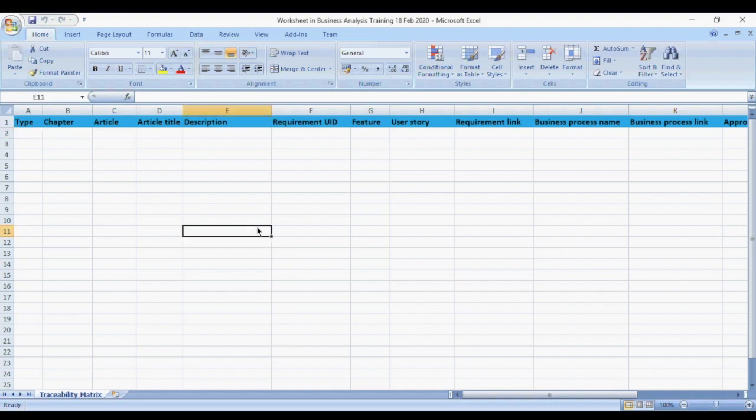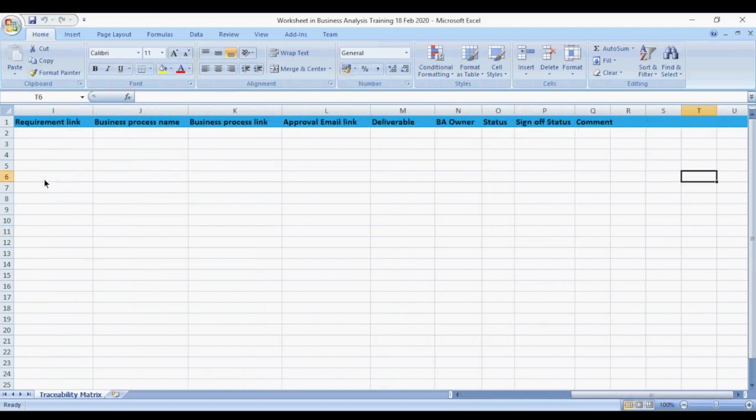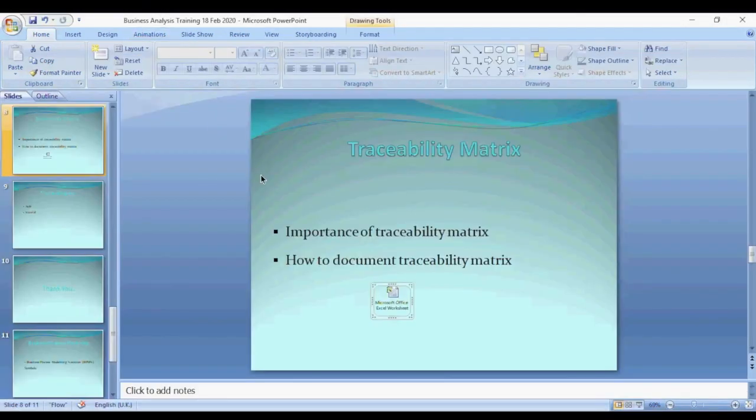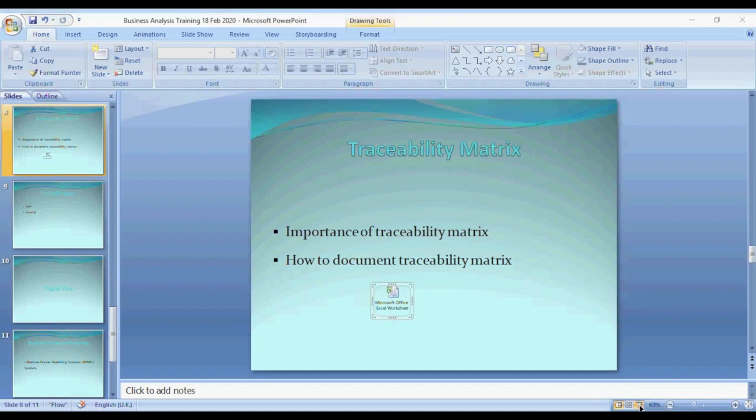So the traceability matrix varies, but that is just to give you an idea of what it could be. You could have high level, you could have detail level requirements. It could be in any form, but this is just a sample. And so let's move on.